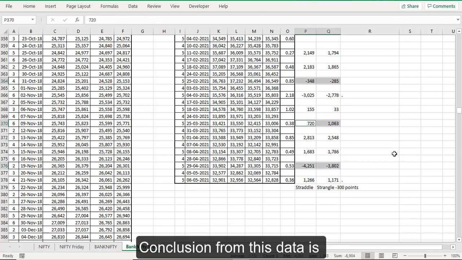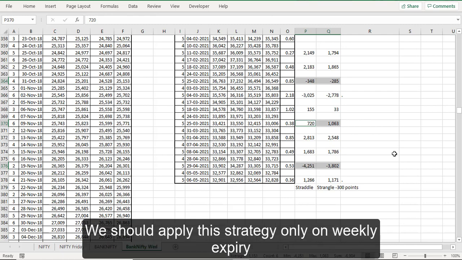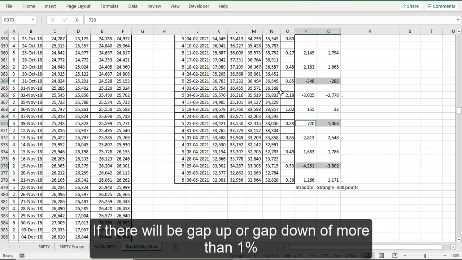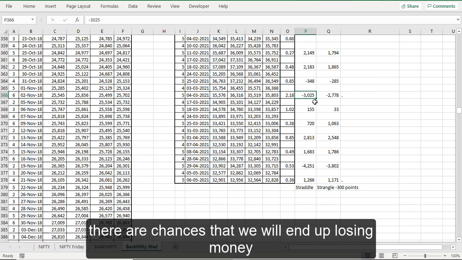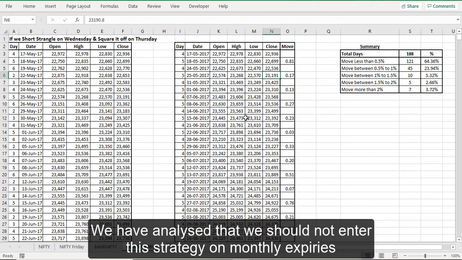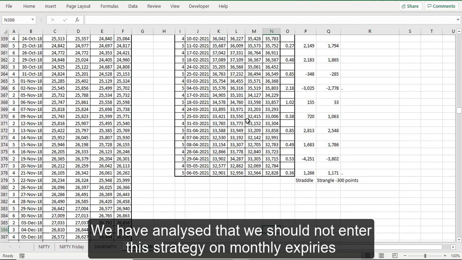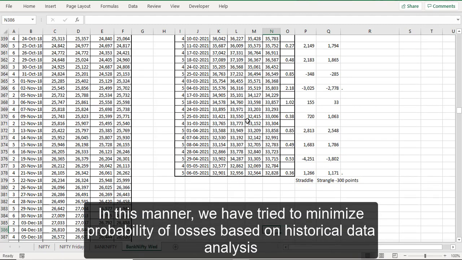The conclusion from this data is we should avoid straddle and strangle on monthly expiry. We should only do it when it is weekly expiry. And second, if there is a gap up of more than 1%, there are chances that we will end up losing money. The probability of a gap up or gap down of less than 1% is 88%, and we have successfully analyzed that we should not be doing it on monthly expiries. So we have removed more possibilities of probable losses.